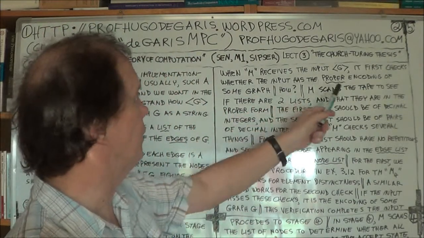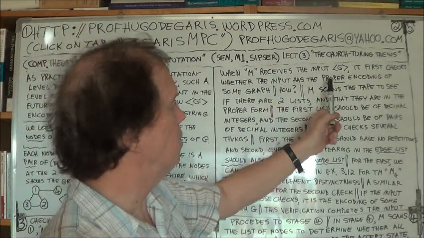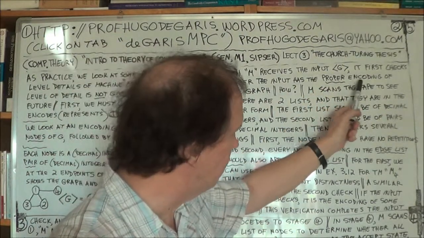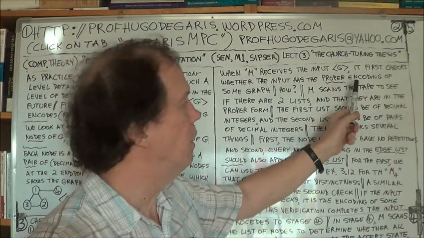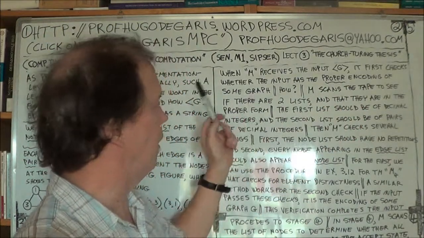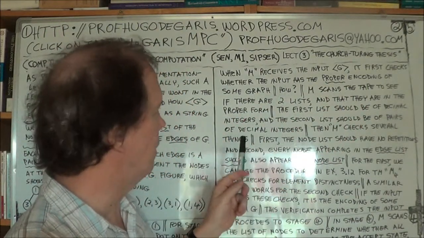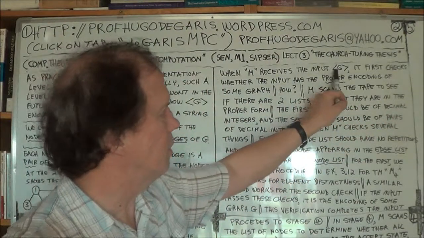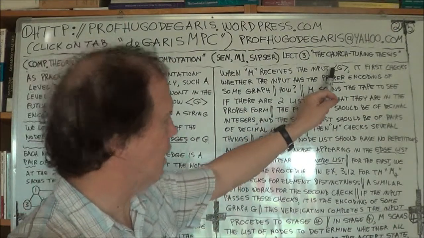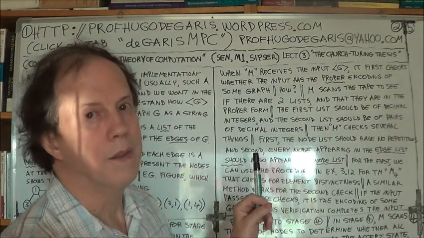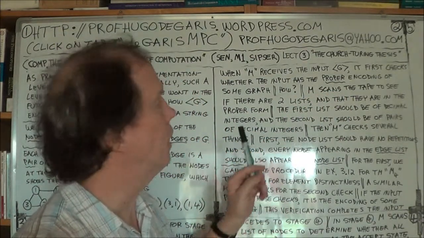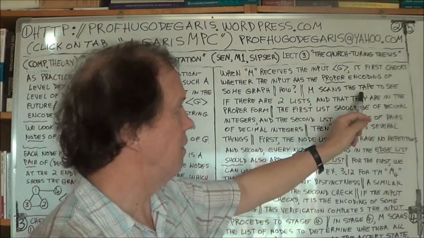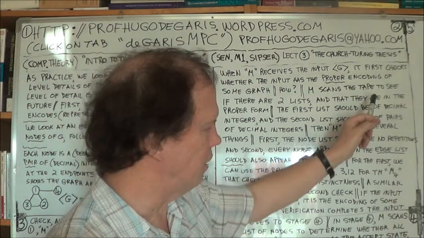Well, let's just check and see if I got that right. So you're going to check that this is a proper encoding, a proper no errors representation of the graph. So how do you do that? Well, you'll scan through the tape. Okay, the input string. You'll scan through the input string, or the tape if you like. Now this is sort of shorthand.